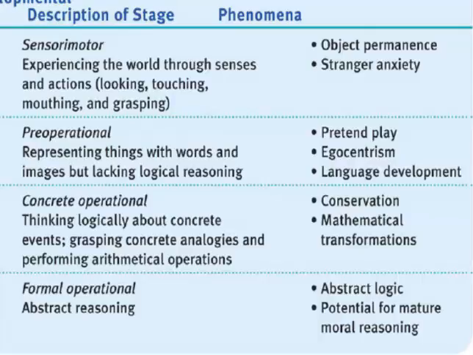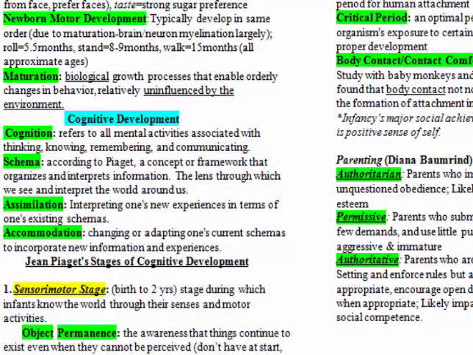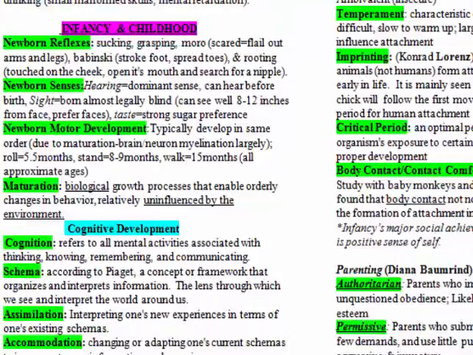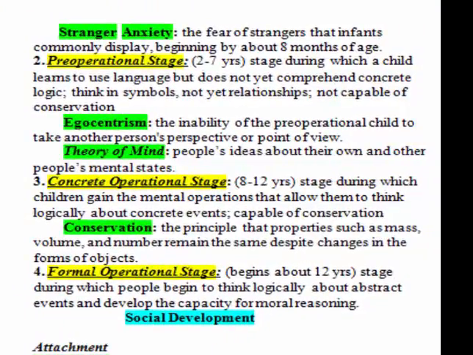You're also able to do mathematical transformations, adding, subtracting, dividing, multiplying, things like that. And then formal operational, the real key here would be abstract reasoning. So you can think abstractly and hypothetically about different things. So all the general ages are listed here as well.